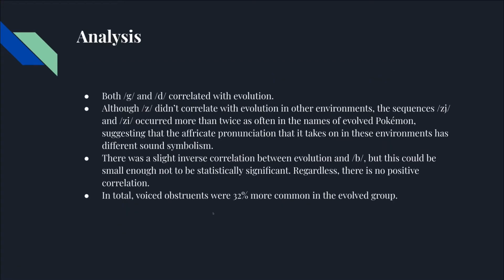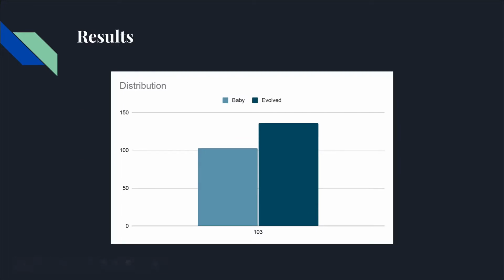But it does show that b doesn't seem to indicate evolution the way that g and d do. Yeah, in total, voiced obstruents were 32% more common in the evolved. This definitely supports that hypothesis.